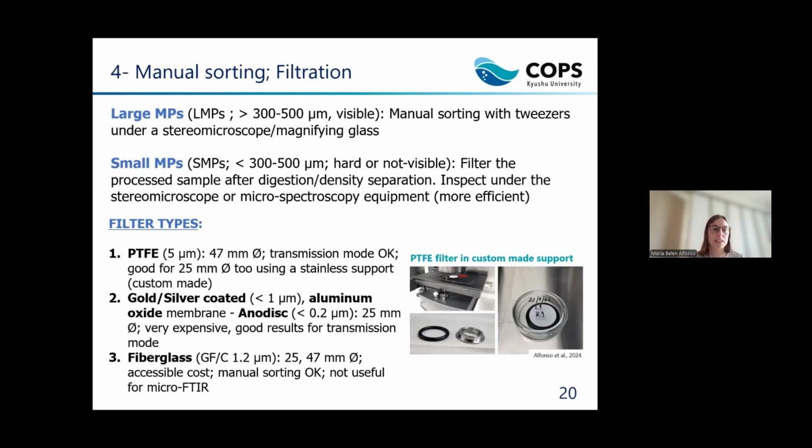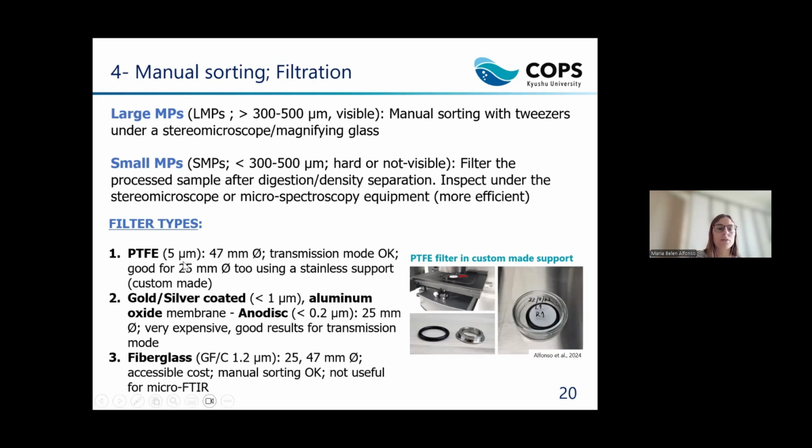But if you're going to study small microplastics and use microspectroscopy, it's very important to consider what kind of filter you will use for obtaining your last sample, right? We have different types of filters in the market, but for example, PTFE filters are very good and easy to obtain. They have a pore size around 5 micrometers, which helps and works well for small microplastics. You can find them in 47 millimeters diameter. It is okay to use for transmission mode, for example, which Nakano-sensei will explain later in more detail.